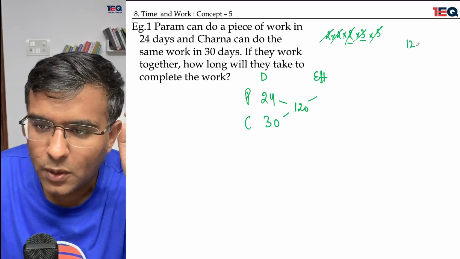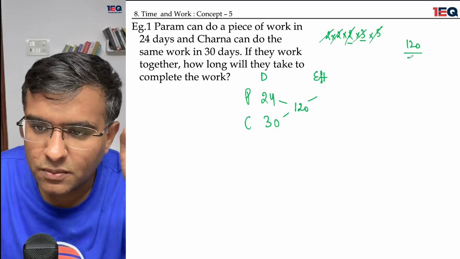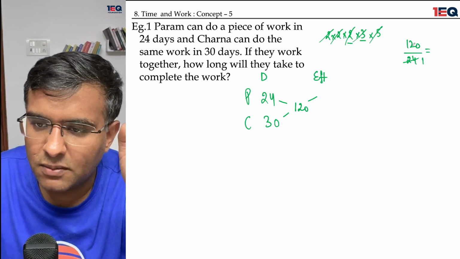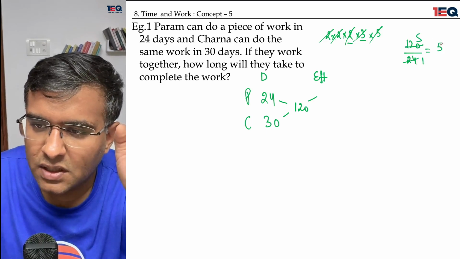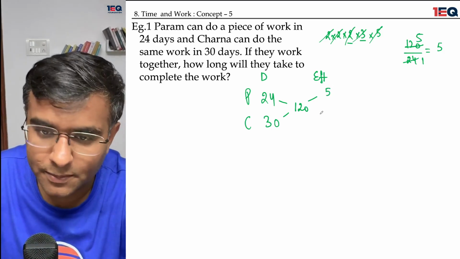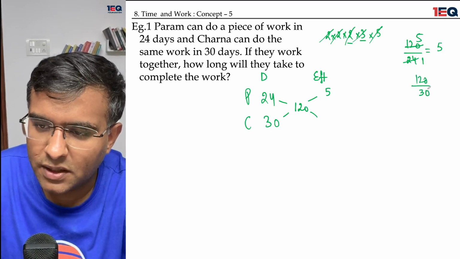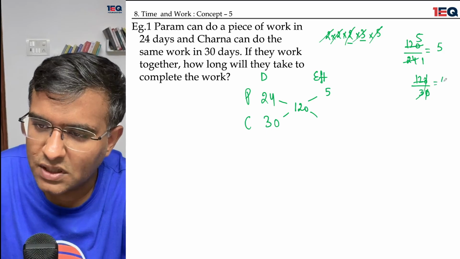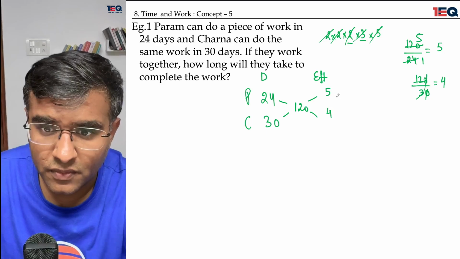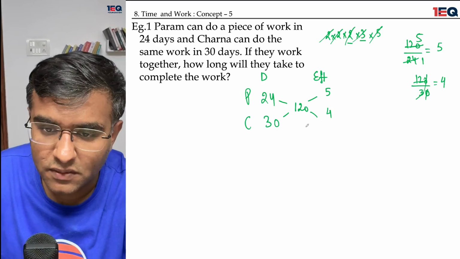If 120 is the total work and Param's contribution is 24 days, then the efficiency would come out to be 24 ones are 24, 5s are 120. The efficiency would be 5 units per day. Similarly, if I do 120 divided by 30, 3 ones are 3, 4s are 12, the efficiency of Charan would come out to be 4. 5 and 4. Now, how long will they take to complete the work?